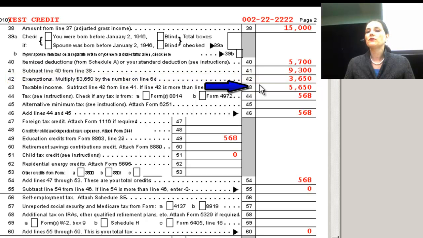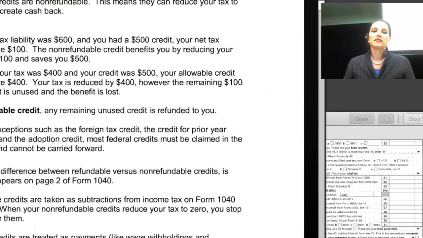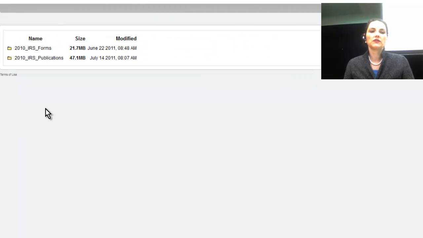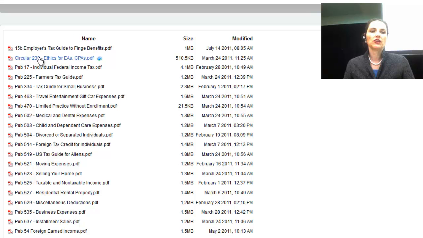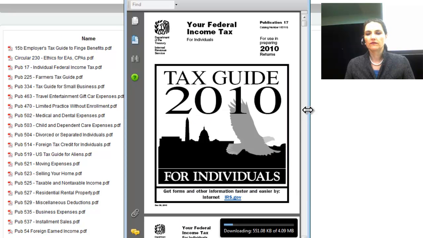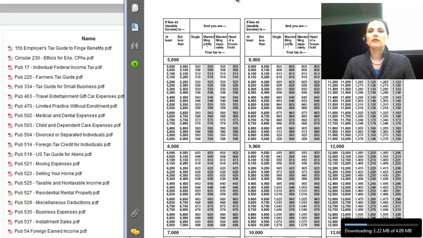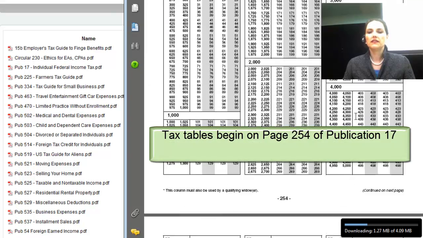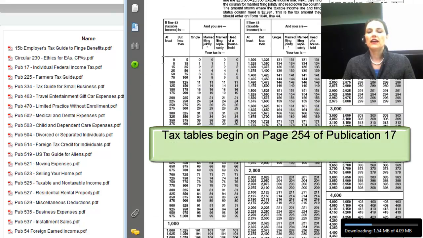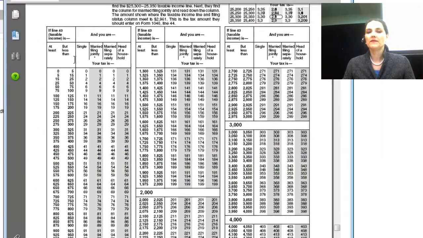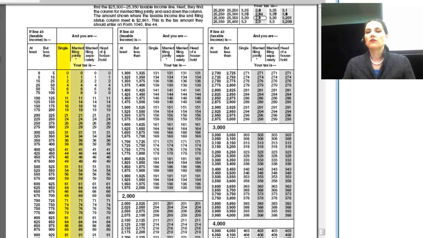At this point, we move over to the IRS tax tables. You can find tax tables at the end of Publication 17, and maybe I'll just show you how to do that. So I've returned to the Learning Management System. I'm going to the IRS Forms and Publications folder, then to the IRS Publications folder, and then I'm going to click on Pub 17. So IRS tax tables are located in Pub 17. They begin on page 254, and they begin at the very lowest rate of zero tax on zero amount of taxable income. You can see that there are columns that vary according to your filing status.